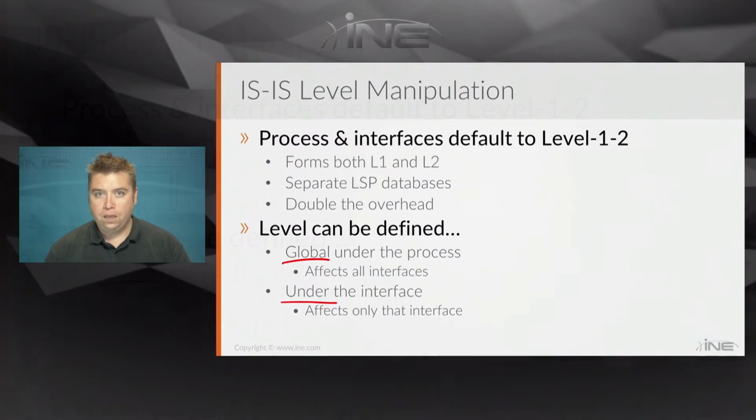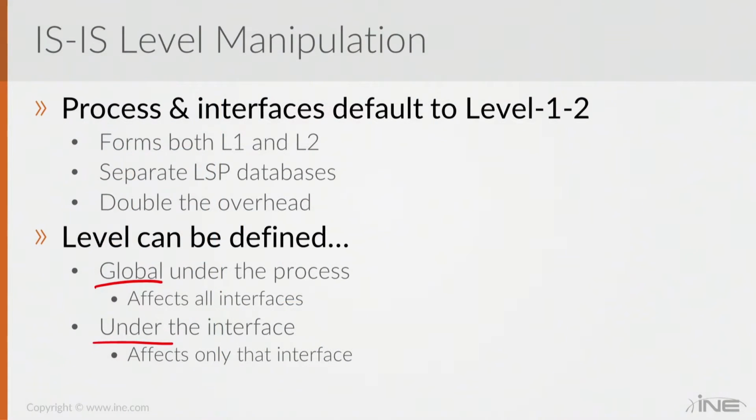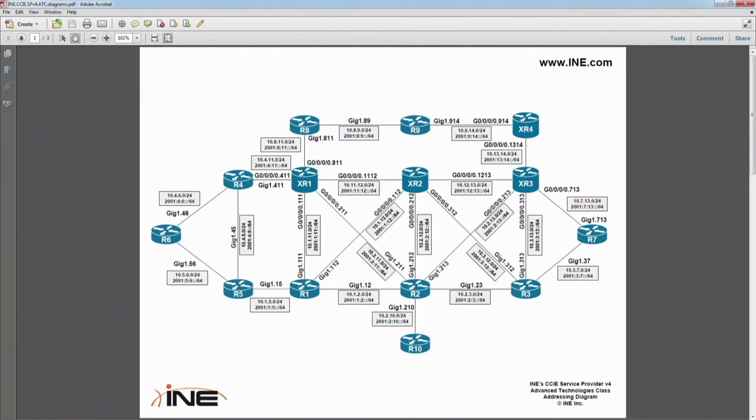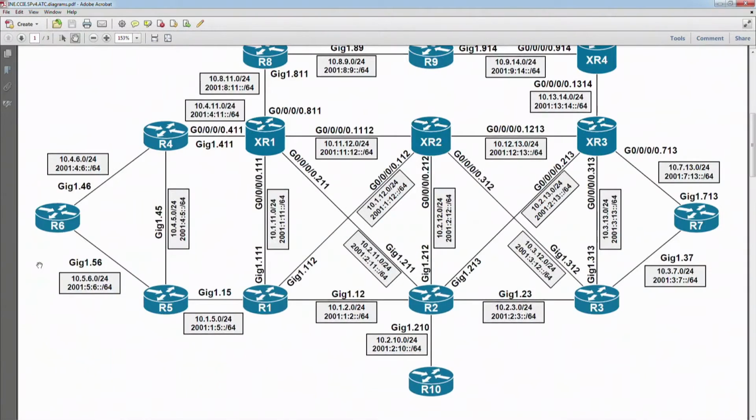So if we were to think of this from our logical topology point of view, let's assume that on the left-hand portion of the network between routers 4, 5, and 6, we want to run this as ISIS level 1.